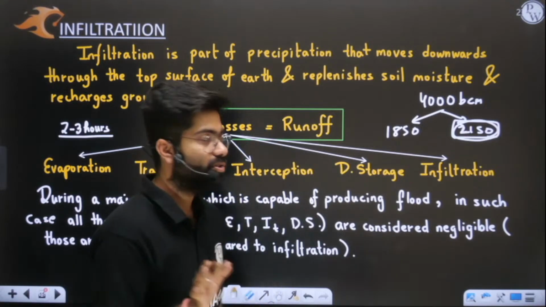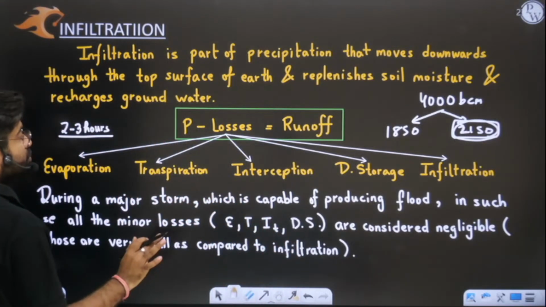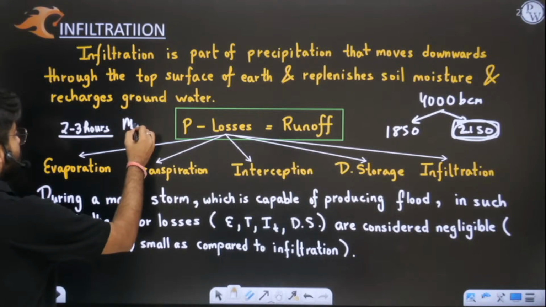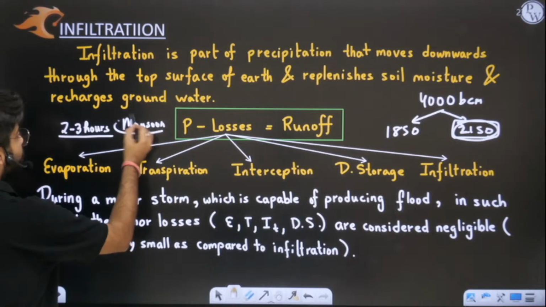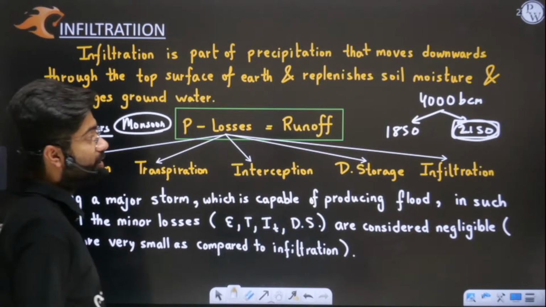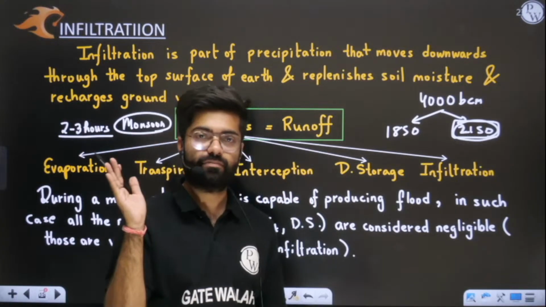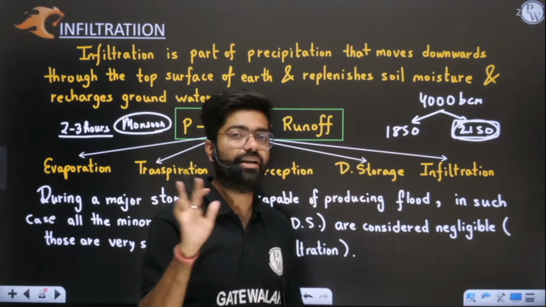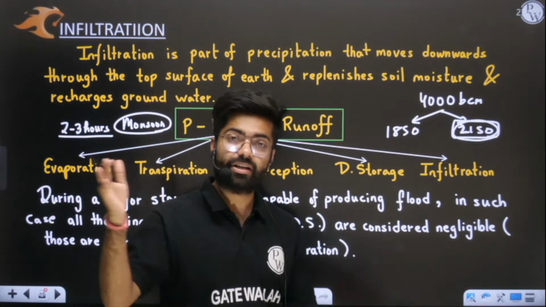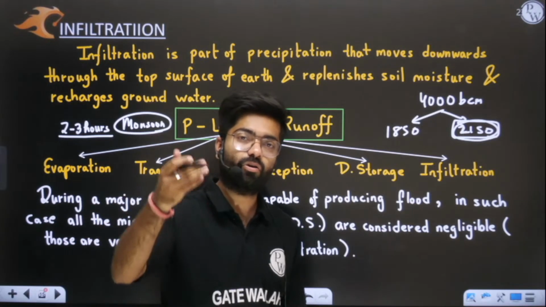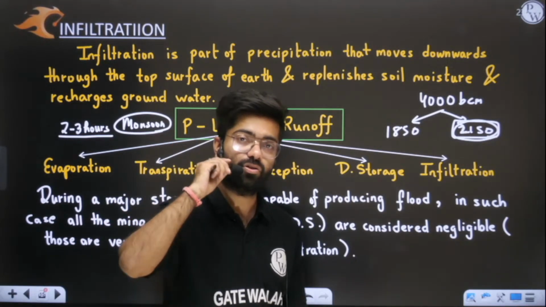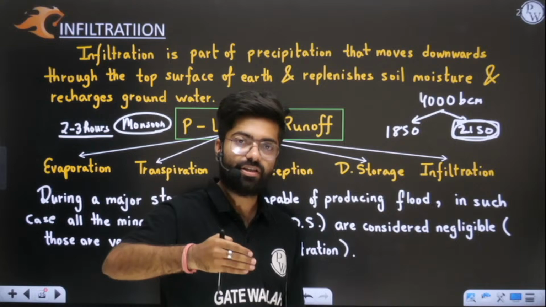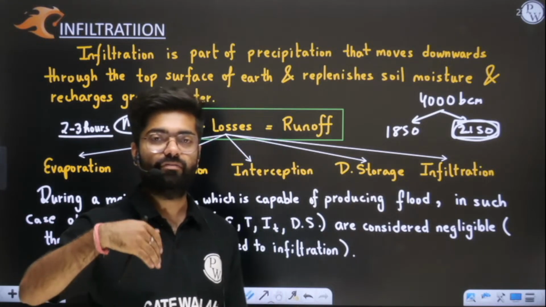Yes or no? So we are not talking of monsoon season. Let us assume in monsoon season all the water has fallen. Let us assume in 1 month all this 4000 BCM water has fallen. But in the remaining 11 months, what you will observe is that this 2150 water will get lost. So if we are considering the entire year, then obviously all the water which has been received during the monsoon season will be gradually and steadily lost.